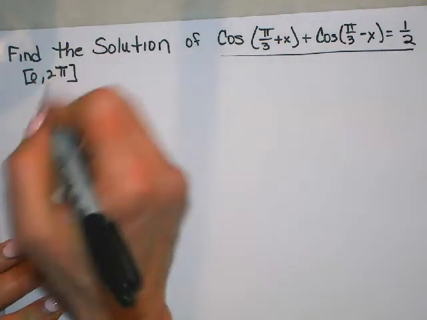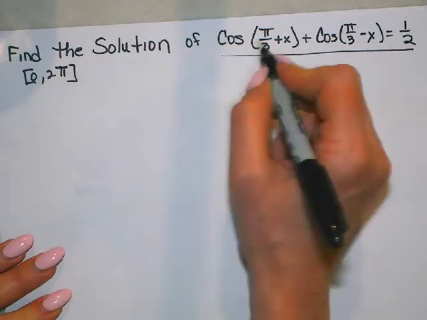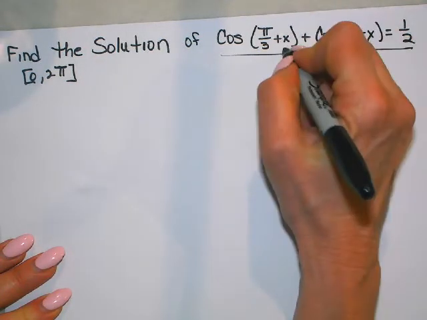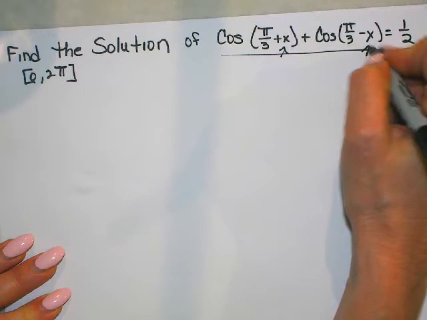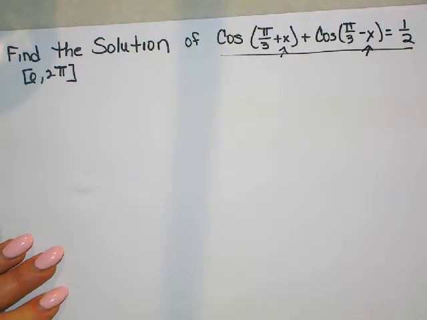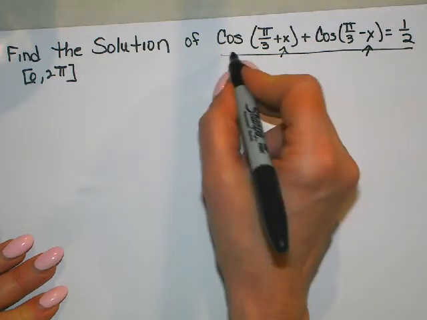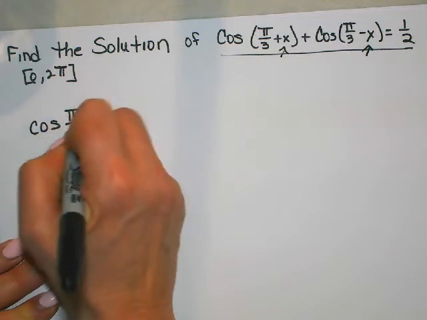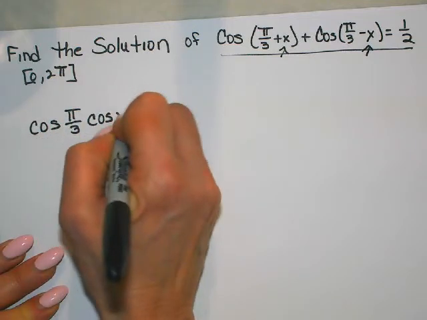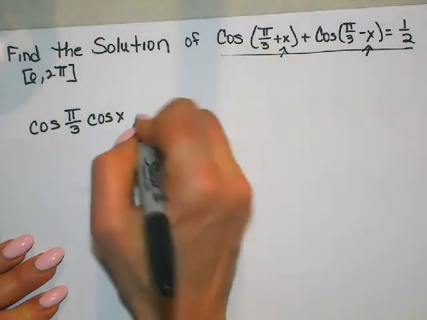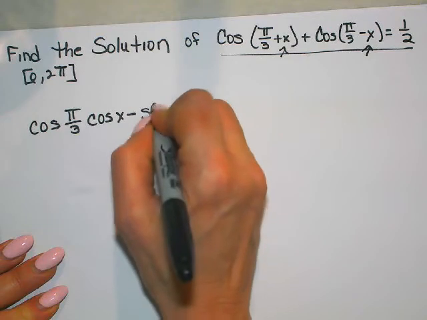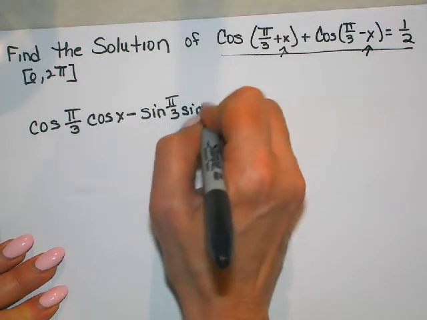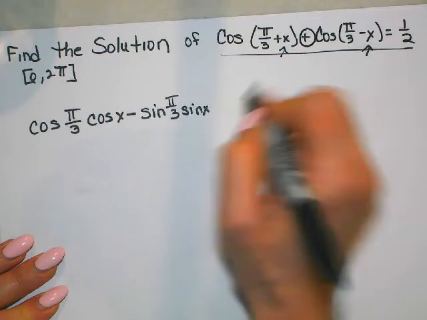Okay, so what I'm going to do first is expand both of them. So I have the cosine. Notice how I don't have an angle B in both of them. I have an x. So when I expand them, first is the cosine formula. So it's cosine pi over 3 cosine of x. It's plus, so we're going to do minus sine pi over 3 sine x. Then it's a plus in between.